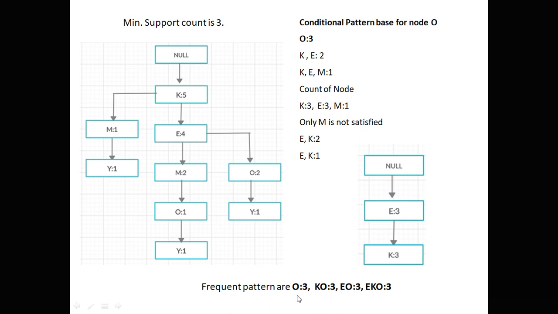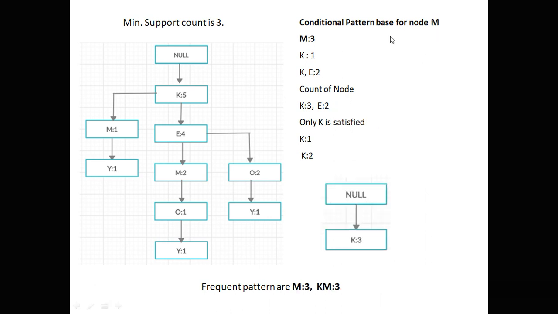Below that O is present with the support count of 3. Here the pattern generated is O3. Below that, as K appears 3 times, KO is 3 times, EO is 3 times, and we take the 3 item set combination, that is E, K and O, which appears 3 times.